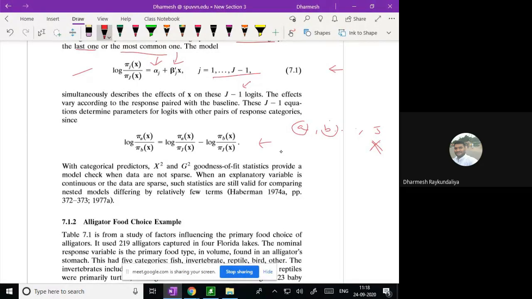So if I'm interested in that, I can write this as log pi A upon pi J of x minus log pi B upon pi J of x. Can I write? How? When you take this log, how will it come? Pi A upon pi J, and this is minus, so what will happen? Pi J will go up and this pi B will come down. So this cancels out, so it is nothing but log pi A upon pi B.